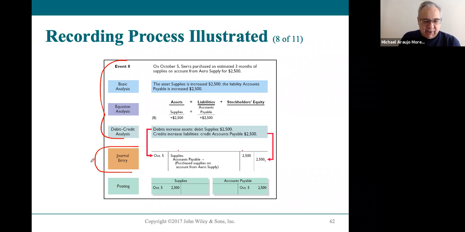This is, again, where accounting starts in the journal. Then we will post those to their individual accounts in the ledger. So supplies is an asset account, so that would be a little bit earlier in the ledger, and that debit would show up here on the 5th of October in the supplies account. This would be posted in accounts payable, a liability, on the credit side, showing we have more of this liability.